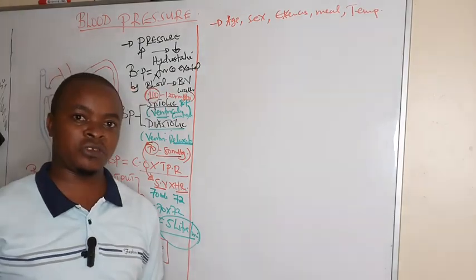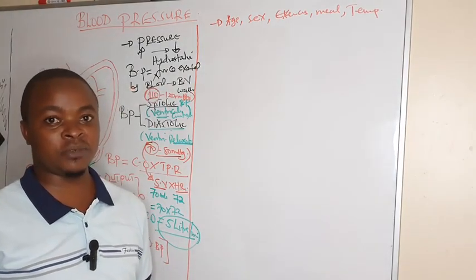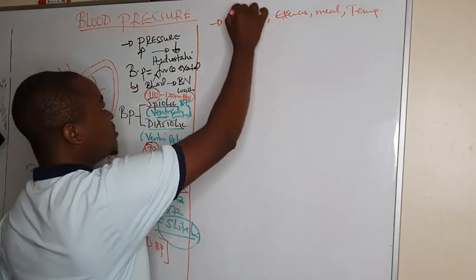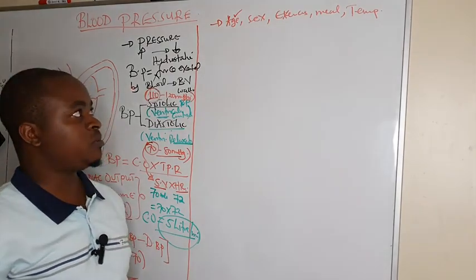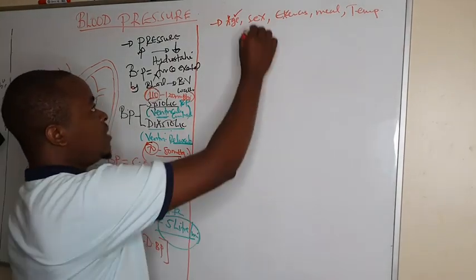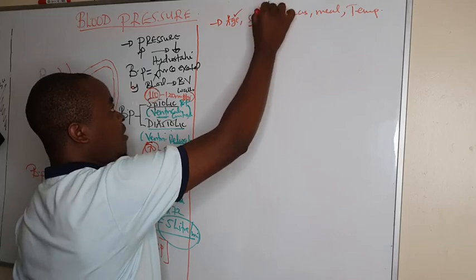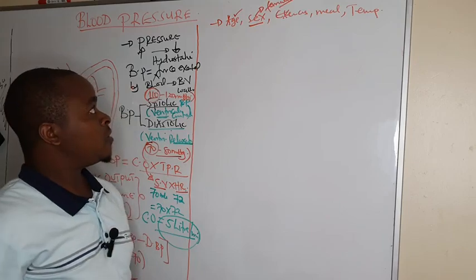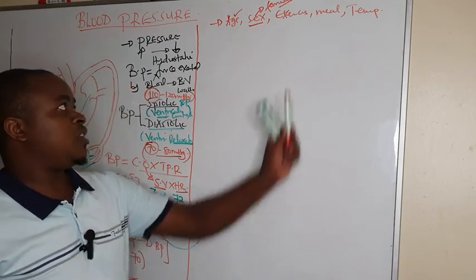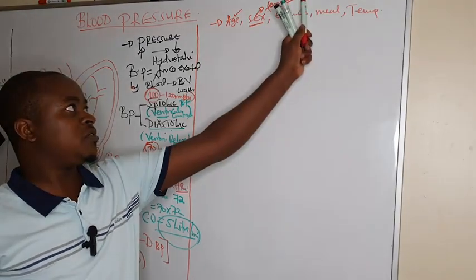Then pathological conditions are also there which determine the pressure of an individual. We shall tell you that children have lower cardiac output because their blood volume is little. Then in sex, females also have lower cardiac output. Then during exercise, the blood pressure increases.